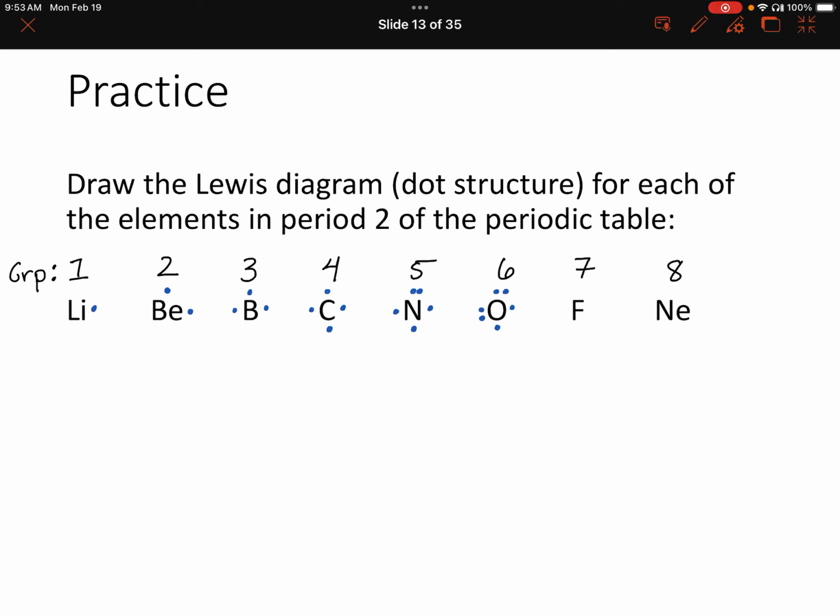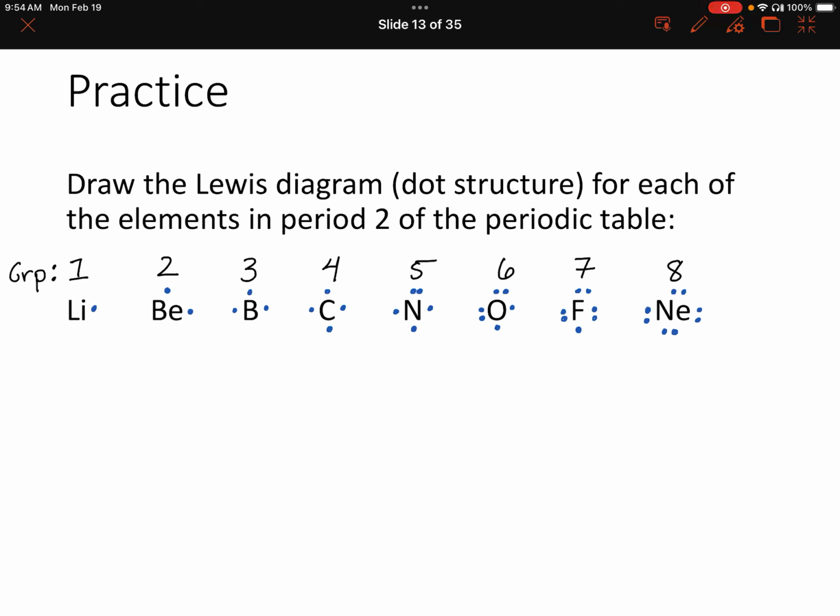Fluorine has 7 valence electrons. So let's start by putting 1 electron on each side, and then we'll start pairing them up. So this is actually going to look really similar to chlorine, right? Because chlorine was also in group 7. So fluorine has 3 pairs of electrons and 1 lone electron. And then neon has 8 valence electrons. So actually, we're going to end up pairing all of the electrons. So it has 4 pairs of electrons.